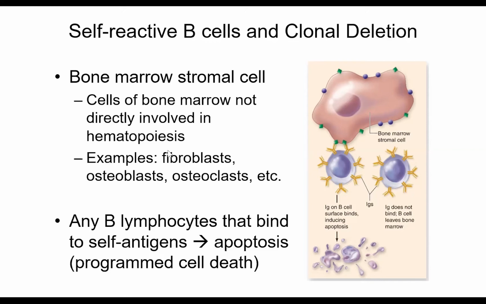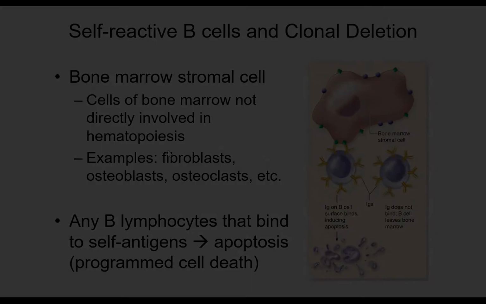In the bone marrow, B cells are exposed to self-antigens by stromal cells, which are connective tissue cells like fibroblasts or osteoblasts. If a B cell binds to self-antigens during this process, it's then triggered to go through apoptosis. If the B cell BCR doesn't bind self-antigen, then the B cell can leave the bone marrow.